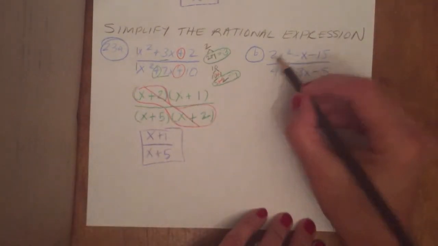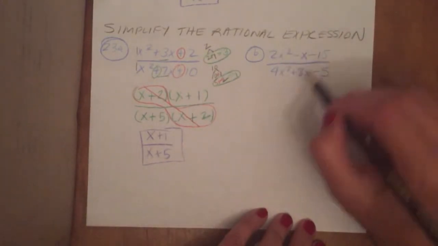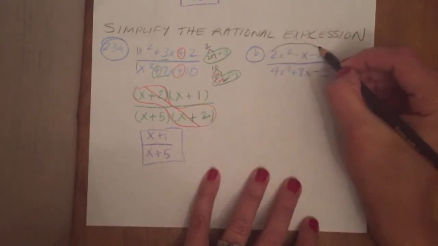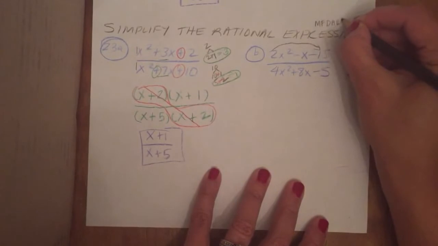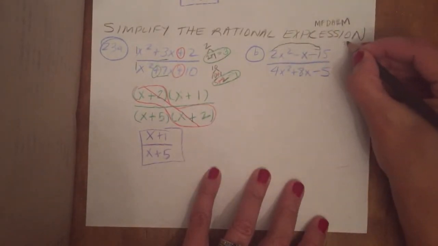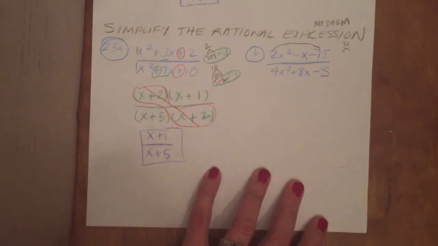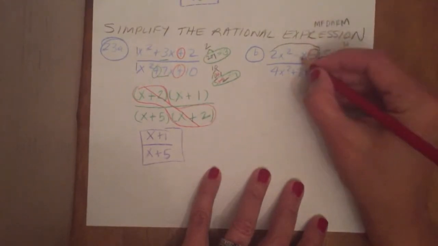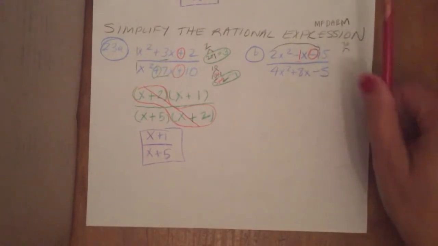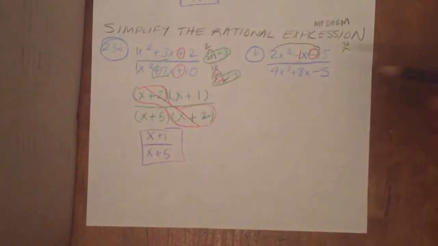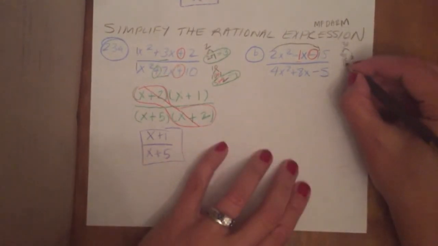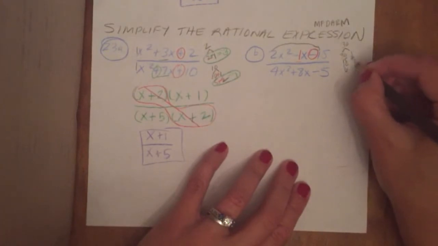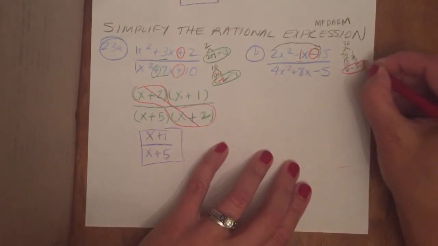My a value is not 1. Do I have anything I can factor out? No. So I have to do MF DARM. Okay, remember MF DARM? Multiply a times c, that gives me 30. So I'm looking at two factors of 30 that are going to subtract to give me a 1. That's what's assumed to be in the middle. And you can write out all the factors of 30. There's 30 and 1, 15 and 2, 10 and 3, and there we go, 6 and 5. 6 and 5 are going to subtract to give me that 1.